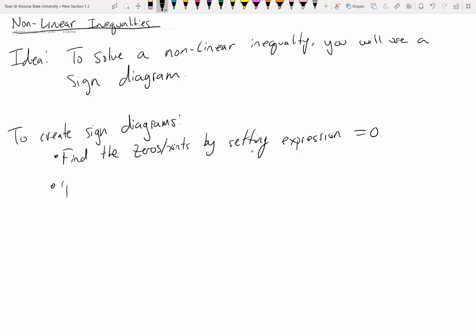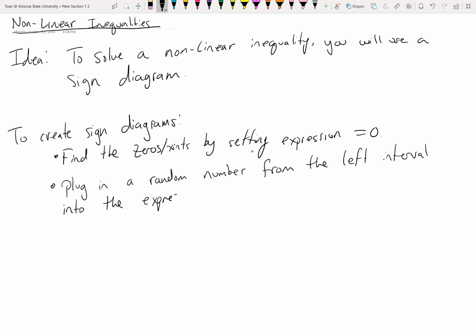You're going to plug in a random number from the left interval. And if you don't know what I mean by the left interval, it'll make sense when I do an example. You're going to plug in a random number from the left interval into the expression to see if you get a positive or negative number.